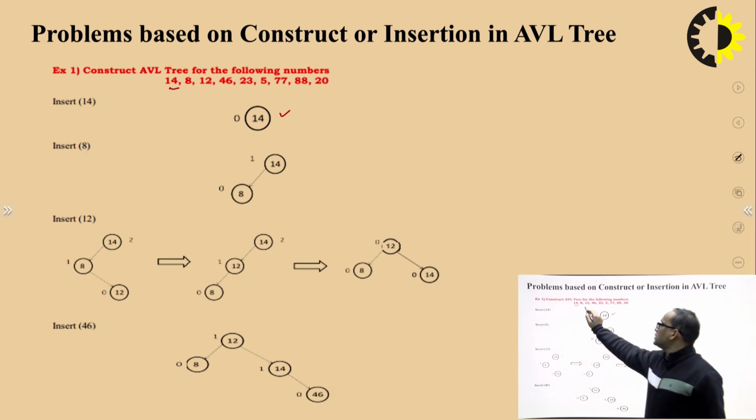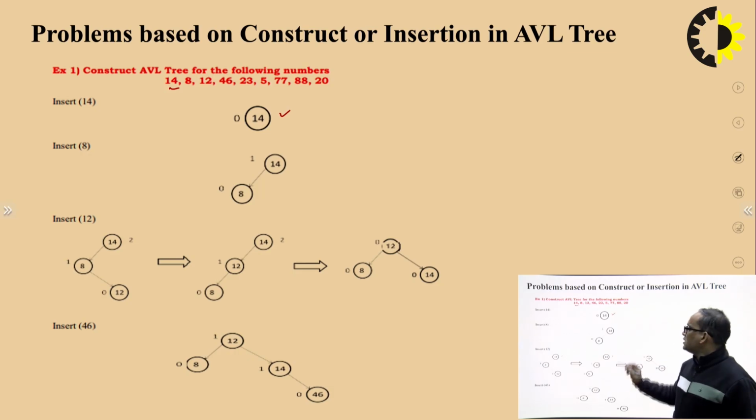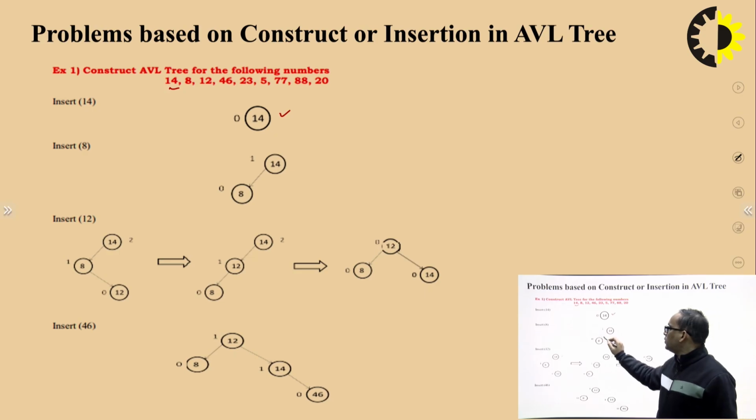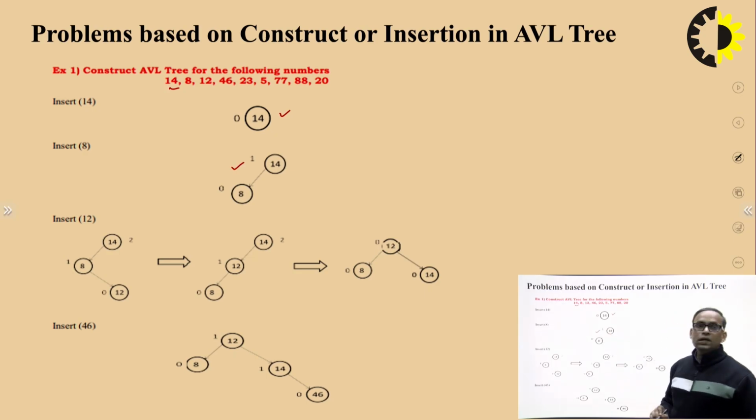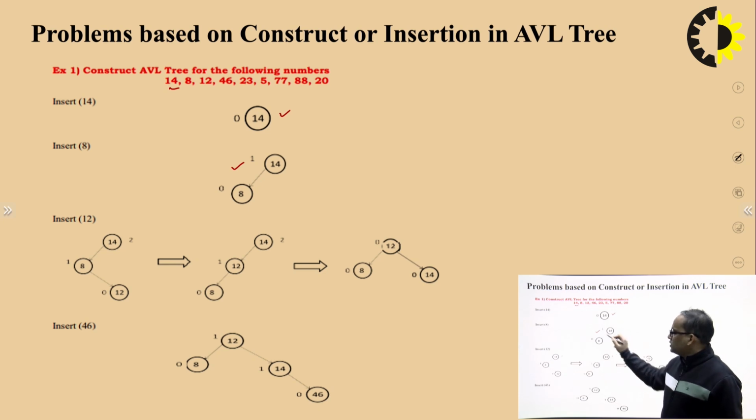Now we have to insert the next key, 8. Since 8 is less than 14, as per binary search tree insertion, 8 will be inserted in the left of 14. So this will be the tree after inserting 8. Now the balance factor of 8 will be 0 and the balance factor of 14 will be 1. So this is balanced.